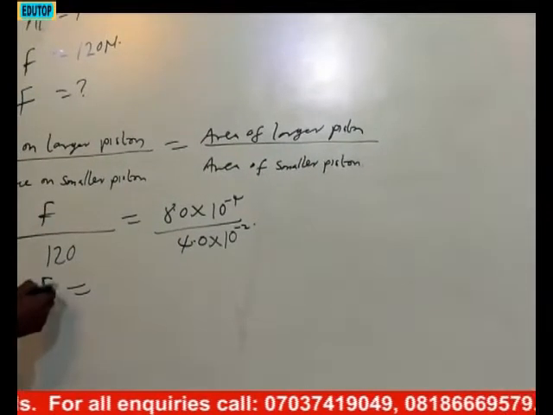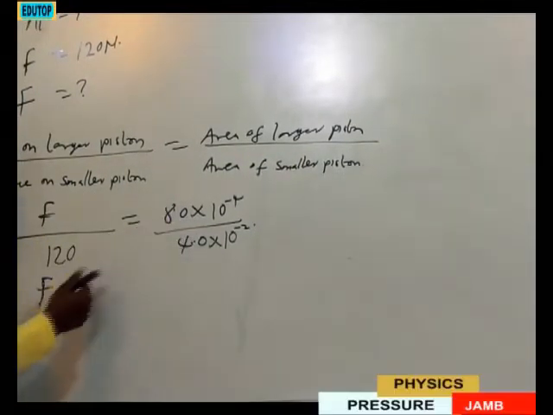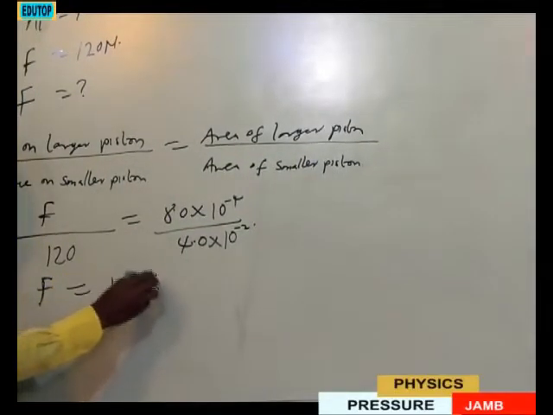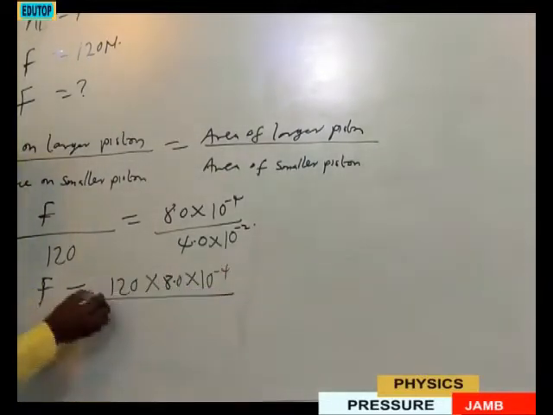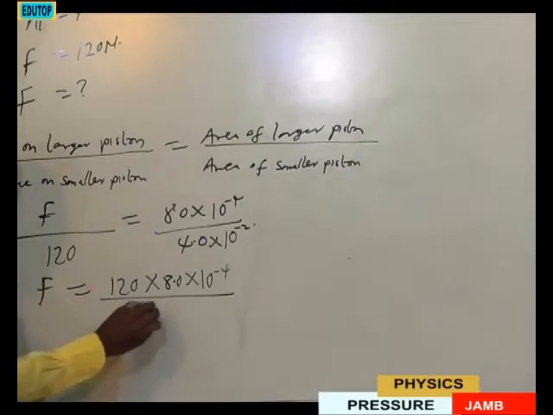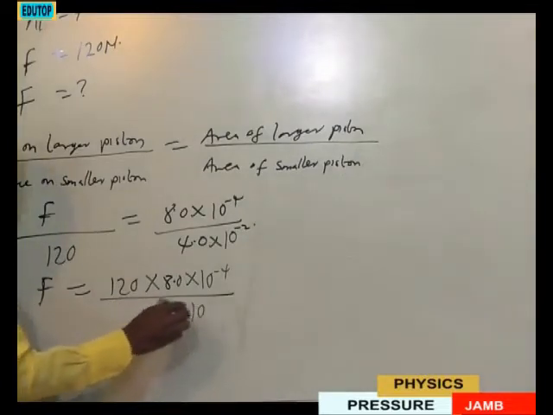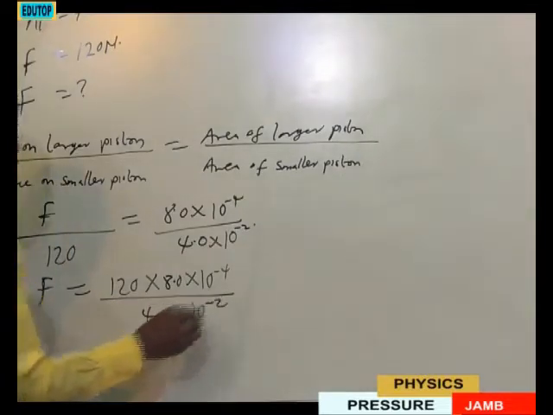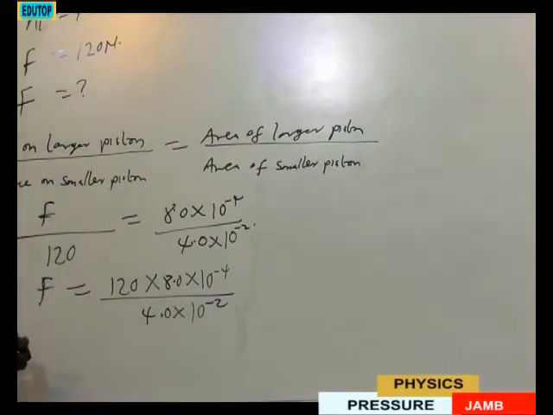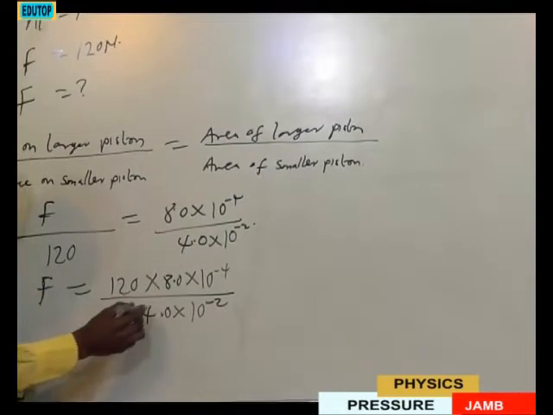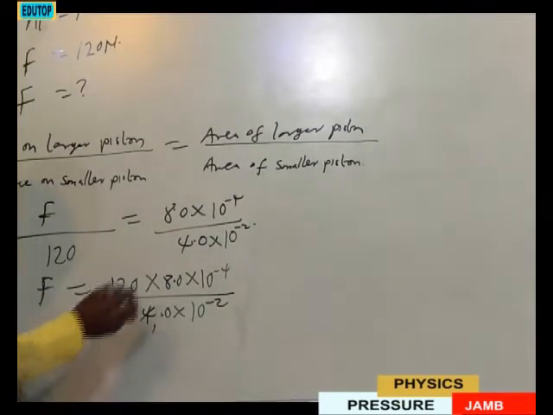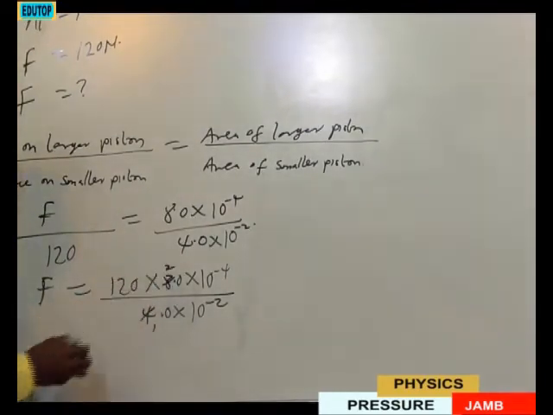We are going to have this times this: 120 times 8.0 times 10 to the power minus 4, all divided by 4.0 times 10 raised to the power minus 2. And that's what we are having. So from there, 4.0, let's have this: 4 here, 1. 4 here, 2.